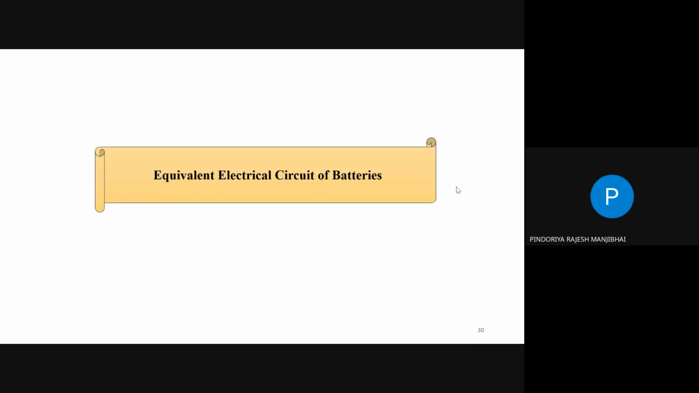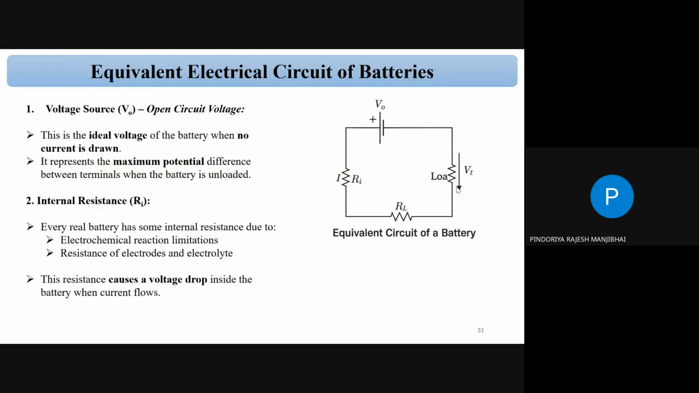Yes. So equivalent circuit. I will cover the equivalent circuit, then we will stop the class. So in the equivalent circuit, there is an open circuit voltage. This is your open circuit voltage, internal resistor, load resistor, and finally this is the load. So you can connect any type of load.